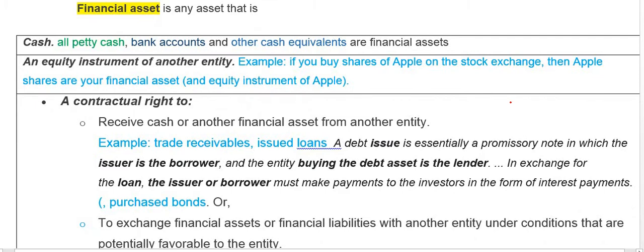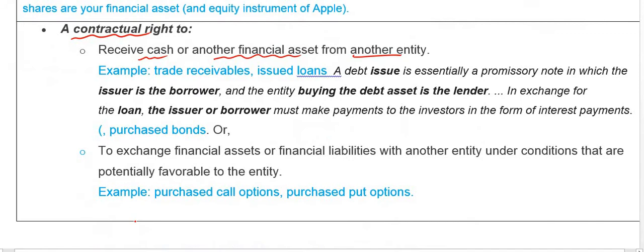So a financial asset is any asset that is cash, that is any equity instrument of another entity, or a contractual right to receive cash or another financial asset from another entity, okay, or a contractual right to exchange financial assets or financial liabilities with another entity under conditions that are potentially favorable to the entity, meaning the entity who exchanges the financial asset or financial liability.